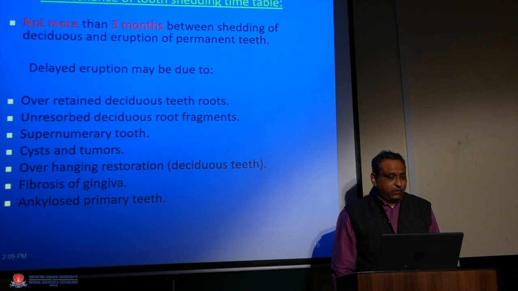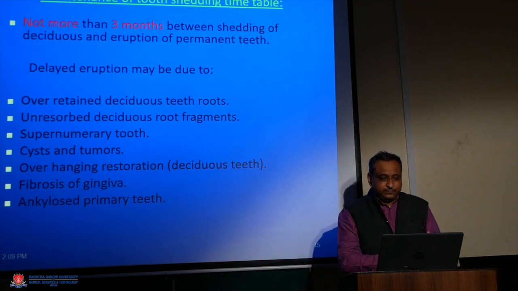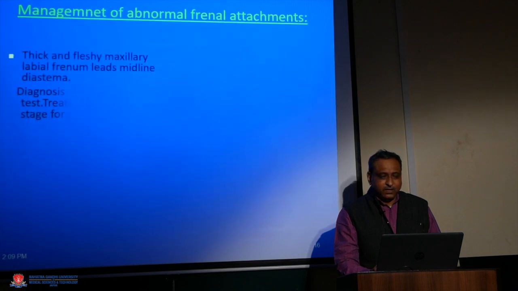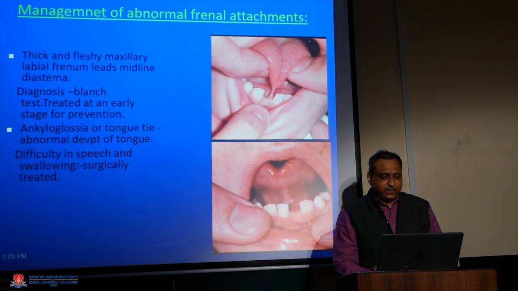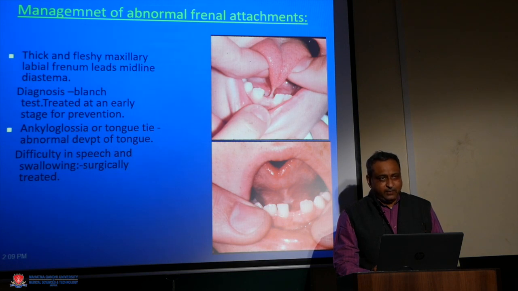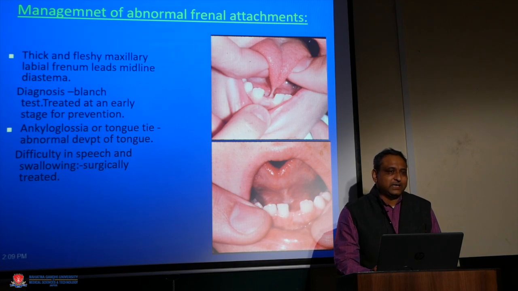Other things that should be taken into account are overretained deciduous teeth roots, unresolved deciduous root fragments, supernumerary teeth, cysts and tumors, overhanging restorations. Fibrosis of gingiva is a very common problem, and ankylosed primary teeth. All these problems should be taken into account as early as possible. Then abnormal frenal attachments, you can see ankyloglossia, a lingual frenum which is very thick, and it is causing problems to the patient, as well as in the developing process it will cause improper development of the maxilla and the mandible, and it might produce severe malocclusion of the class 2 type.